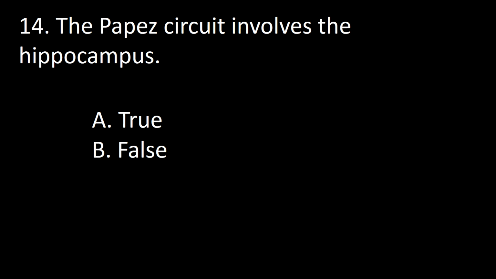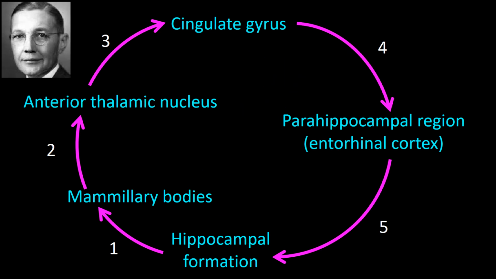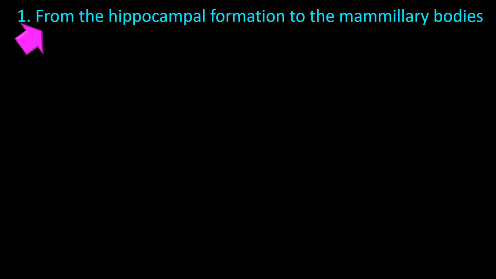Next question. The Papez circuit involves the hippocampus. A, true, B, false. The Papez circuit deals with memory and emotions. It combines the subjective, autonomic, and somatic elements. The number to remember when thinking of the Papez circuit is 5. To start with, the name Papez has 5 letters, 5 connecting pathways, and 5 relay stations. The first leg of this circuit goes from the hippocampal formation to the mammillary bodies.